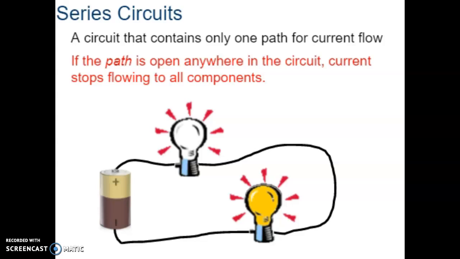Okay, so a series circuit, this is just explaining that basically if the path is broken, then current stops flowing to all the components. And then, if I were doing this in the slide, this light would then go out.